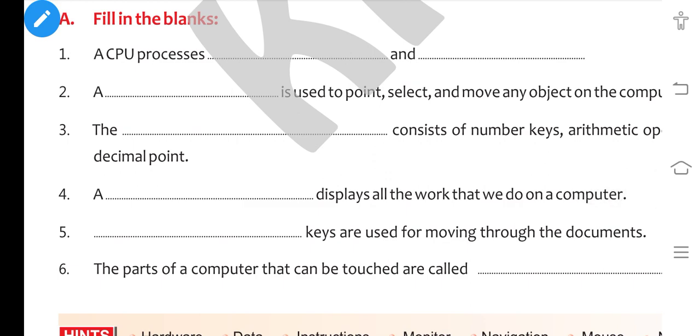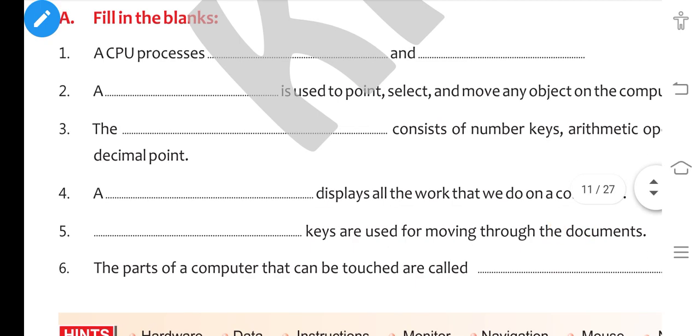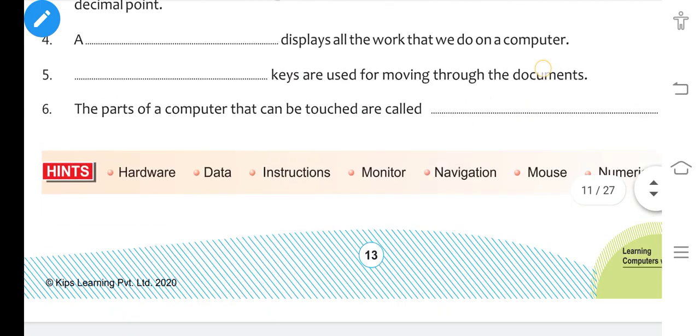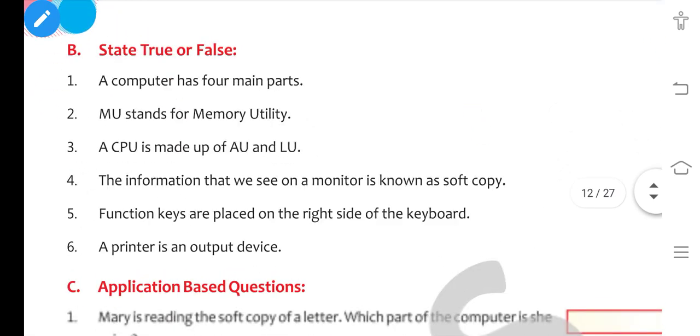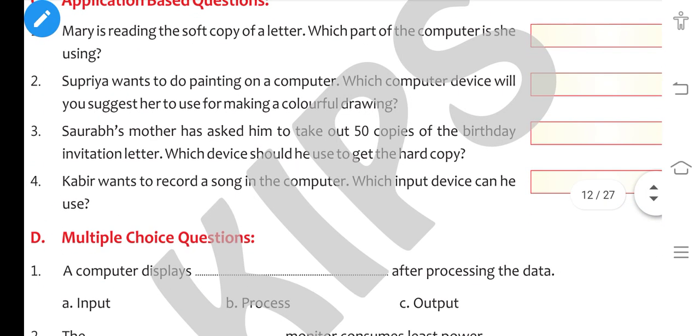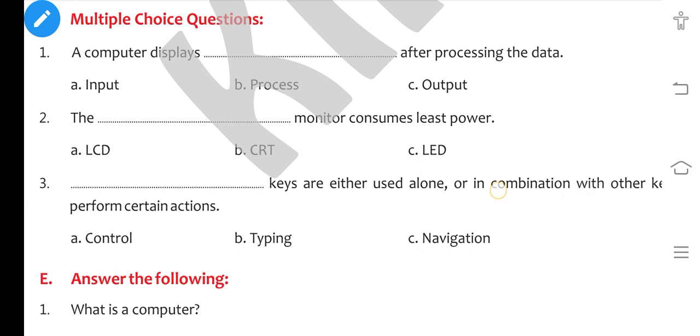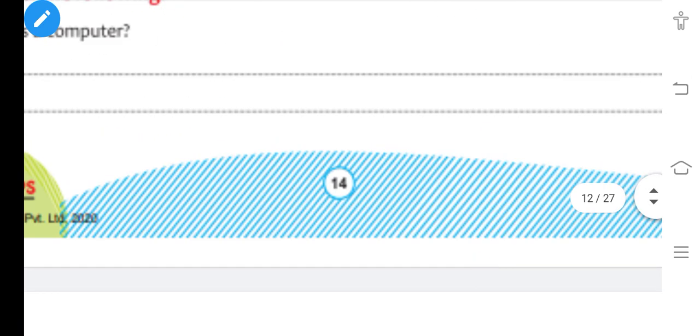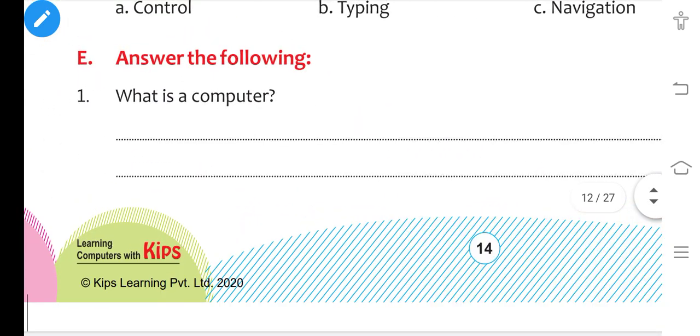Now, some homework is also there for you all. First, you will do the fill in the blanks. Next, state true or false. Then multiple choice questions. After that, you will write the question answers also.